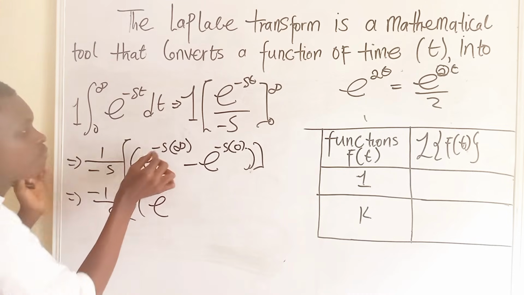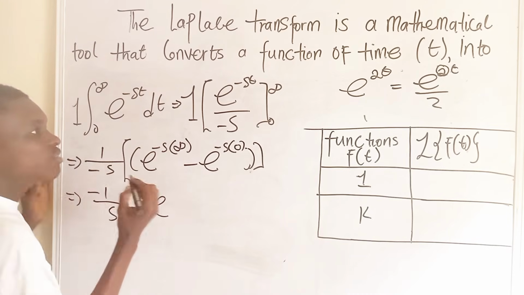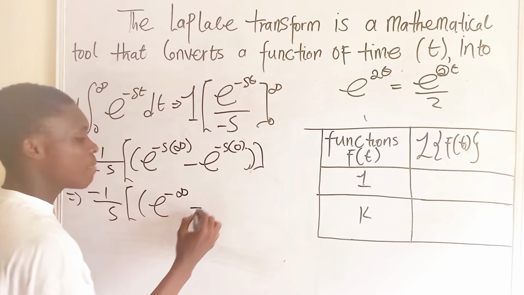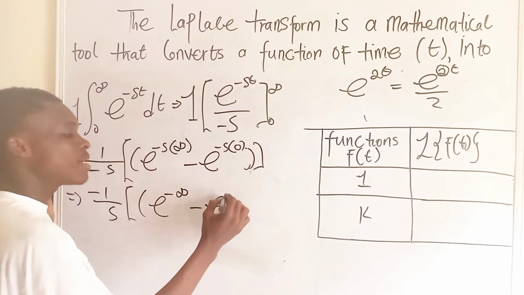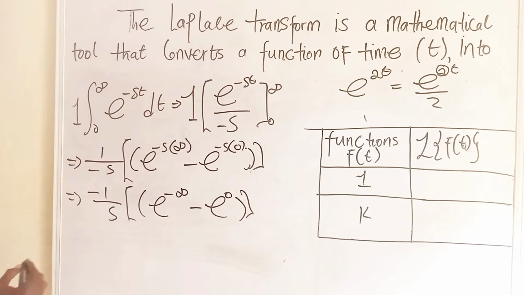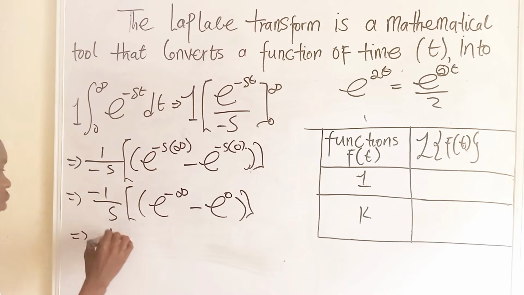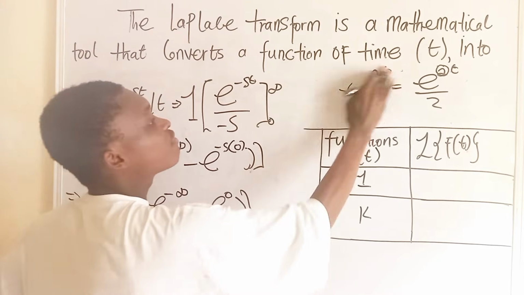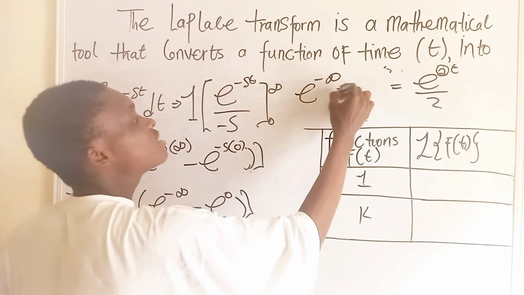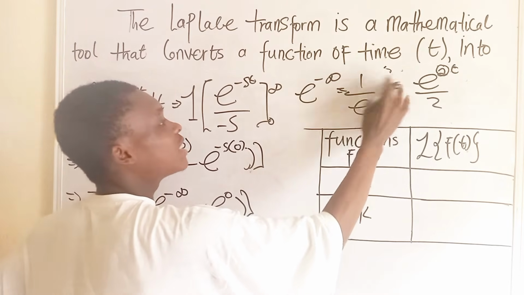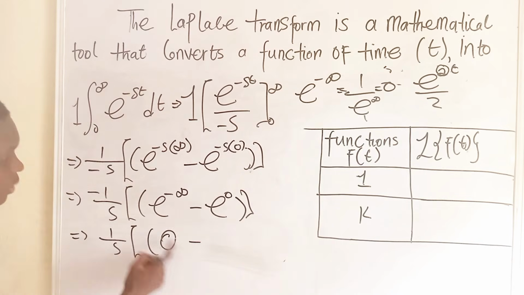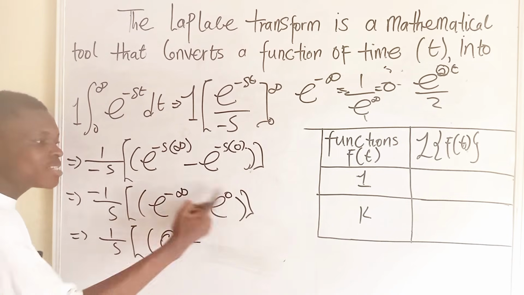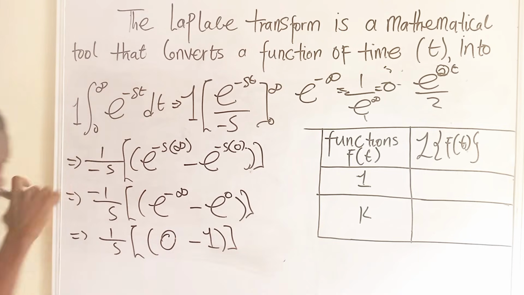Mind you, minus s multiplied by infinity gives us negative infinity, and minus exponential minus s multiplied by 0 gives us 0. Yes. So from here, what do we do next? If we work on this, we see that this is 1 all over s into bracket. The whole of this here is 0, minus. Why is this thing 0? You see that if we have exponential negative infinity, this equals 1 all over exponential infinity, and everything here equals 0. So that's why we have 0. And from indices, we know that anything raised to the power of 0 is 1. All right.